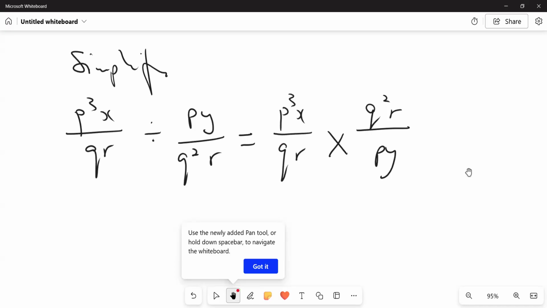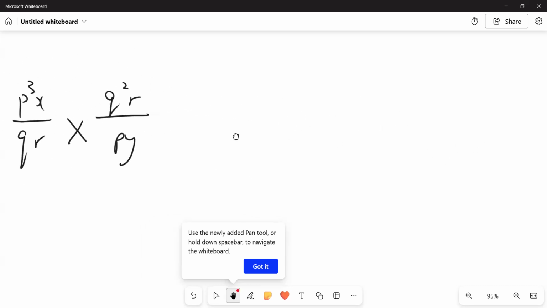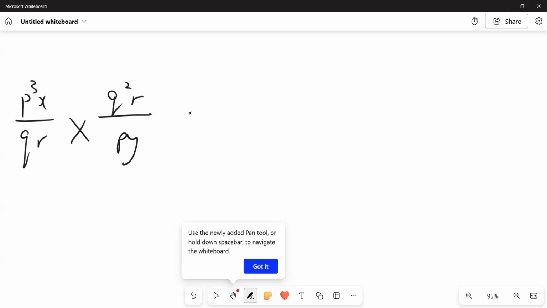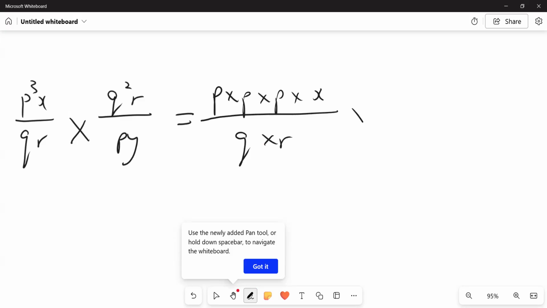Good. You get it so far? You understand how I change this to a multiplication sign and flip over the divisor? You all agree with that? Yes, sir. Good. Our next move now is to take this and expand it out. So this is p by p by p by x over q by r, multiplied by q by q by r over p by y.